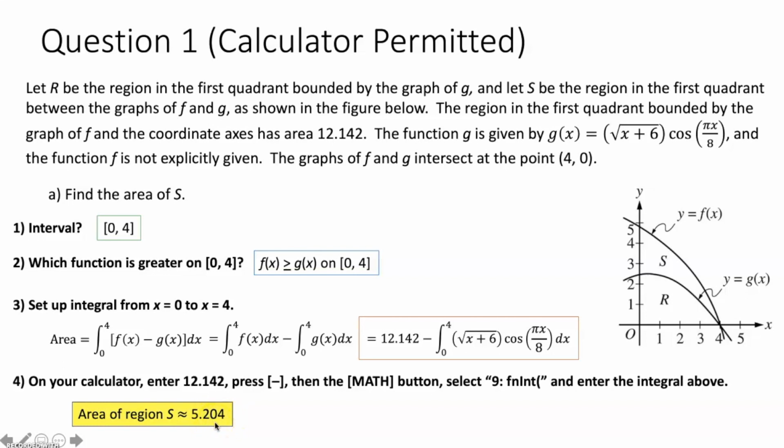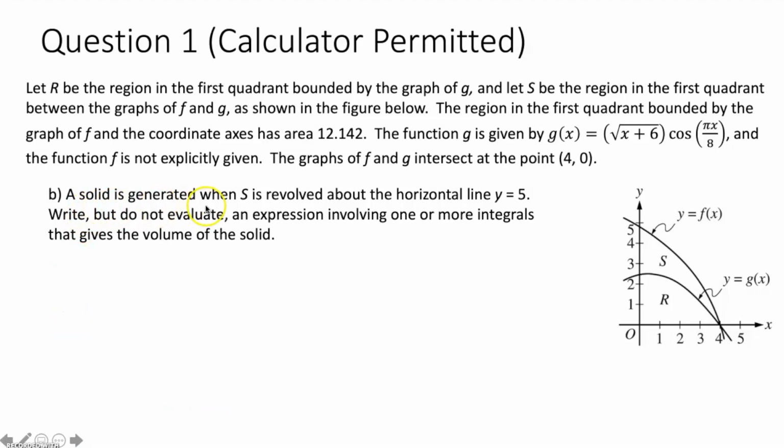That's what they require. Now part B says a solid is generated when S is revolved about the horizontal line y is equal to 5. Write, but do not evaluate, an expression involving one or more integrals that gives the volume of the solid. So this question just wants us to write a definite integral that will give us the volume of the solid generated by revolving the area of this region S right here about this horizontal line, y is equal to 5.